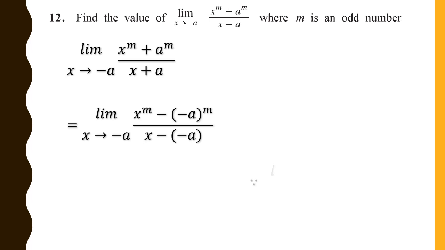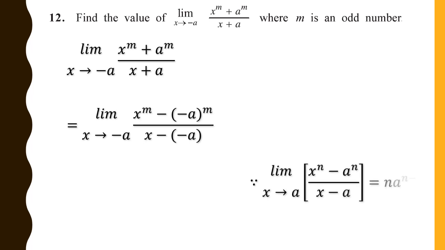Now this follows our form of limit x tends to a, x raised to n minus a raised to n divided by x minus a, which will become n a raised to n minus 1. Here the n is m. So m is our power and negative a is our a. So this is how we are going to write it down, m into negative a raised to m minus 1.